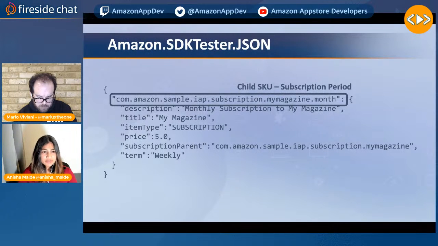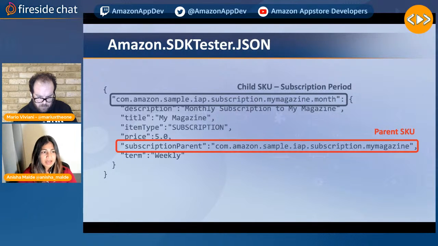This SDK JSON file will look a little bit like this. So it has all the information we put in, so the description, the title, the term. You can see the child SKU for the subscription we created, which was for a fixed period of time. And the one in the JSON, which is the subscription parent, is that parent SKU for your entire subscription. So for your magazine, for example, and your child subscription would be like the subscription terms for, say, the month.